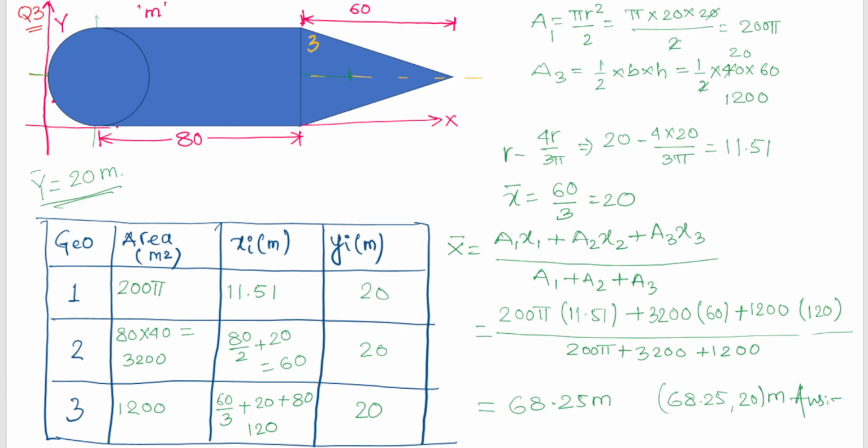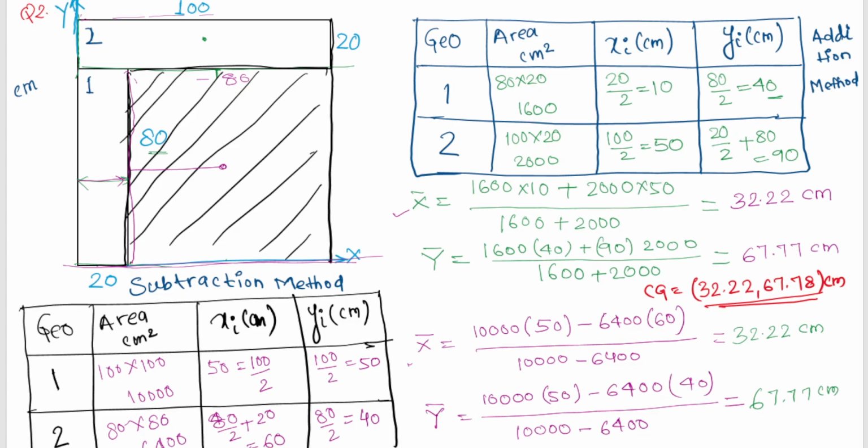Let's check for the answer whether my answer is correct or not. For the previous problem, the answers are: for x bar 32.22, for y bar 67.77 or 78, and by using the second method also, subtraction, I got the same location. So if the values of area or their orientation are not changing, it doesn't matter which method you use, your answers are going to be the same.